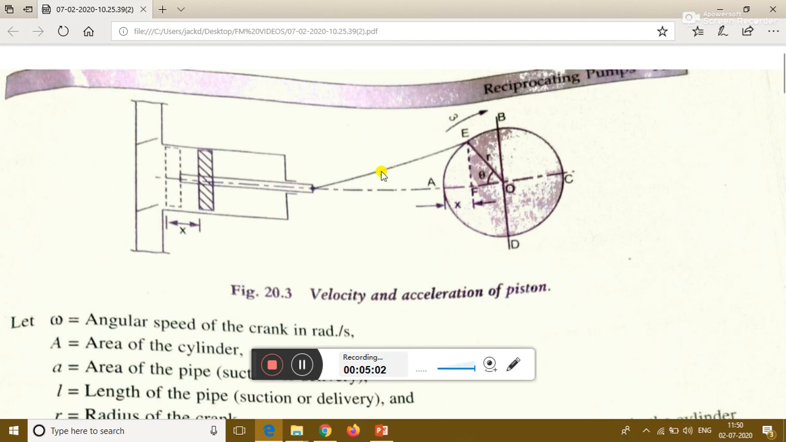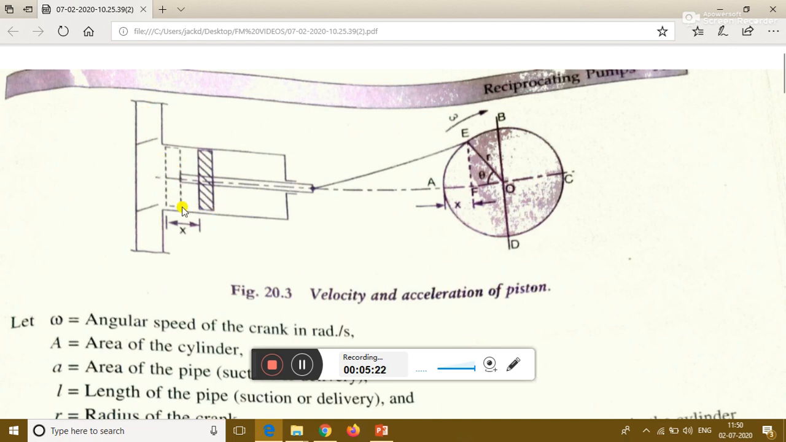Now, when this derivation is asked, first you need to draw a diagram of a single acting reciprocating pump, and this is the cylinder, this is the piston, this is the piston rod, this is the connecting rod, this is the crank, and this is the suction pipe, and this is the delivery pipe.